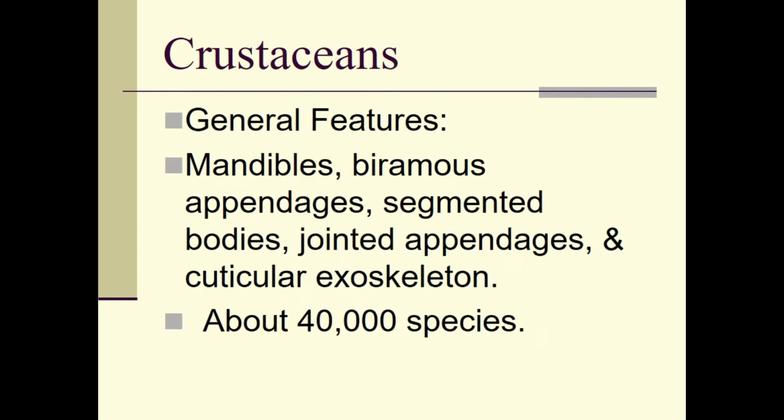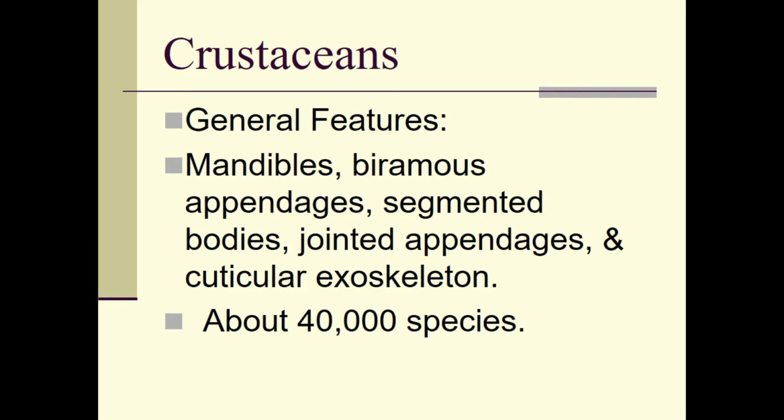So let's talk about the general features of the crustaceans. They have mandibles. They have moving mouth parts, so they do chew their food. They have biramous appendages, meaning that their appendages terminate into 2 points. They are known to have segmented bodies. Their appendages, their legs are jointed, so they do bend. They have jointed appendages. And their skin, their cuticle, is an exoskeleton. So their skeleton is on the outside of their body. All right? And this is the case for all of the arthropods.